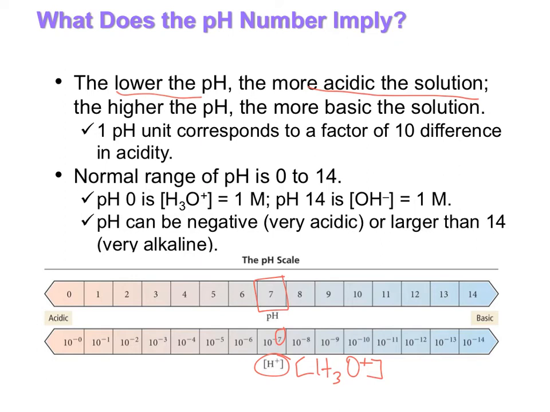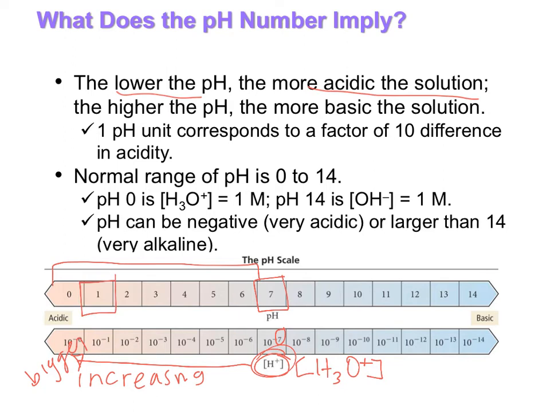Here you can see that as you increase, this is an increasing amount of hydronium. It's increasing because your negative exponent is getting smaller. If your negative exponent is getting smaller, that means your number is getting bigger. So overall, this is a larger amount of hydronium. Because you have more hydronium over here, the corresponding pH values are more acidic. So if you have a pH of 1, that's very, very acidic. Whereas the opposite is also true.